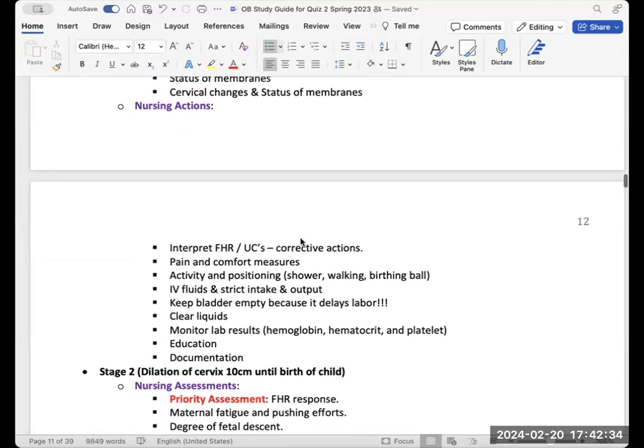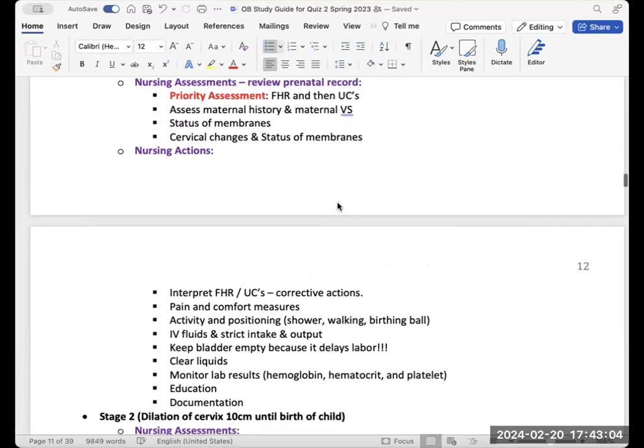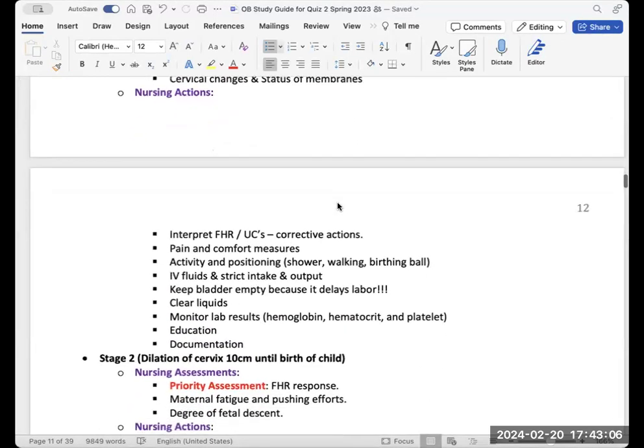Okay. Nursing actions: interpret the fetal heart rate and uterine contractions, and take corrective actions. What do we do if we see late decelerations? What do we do if we see variable? Those are the things she's going to ask you. Pain and comfort measures, activity and positioning: shower, walking, birthing bowl, different things to help with pain. IV fluid, strict intake and output. Keep the bladder empty because it delays labor. Remember that. Clear liquids, monitor labs. You're going to do all that stuff, okay? But priority assessment, fetal heart rate, okay?